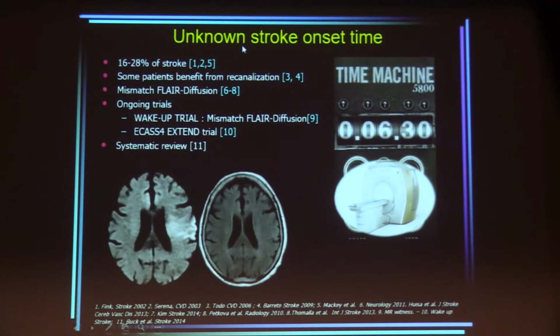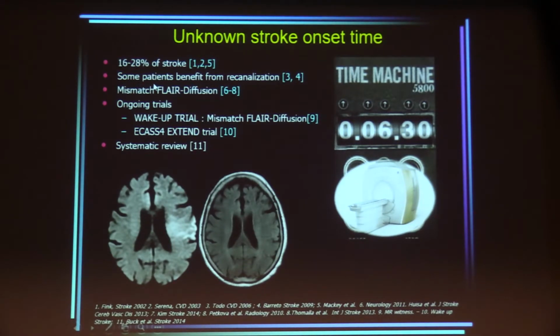One of the main needs, I think, in the future of MR, and I think there will be no discussion, is a patient with unknown stroke onset time. A lot of patients in the DAWN study I just mentioned were in fact people with unknown stroke onset time. These people wake up and we don't know the time of their deficit. They might represent up to 1/3 of the patients presenting with an acute stroke.